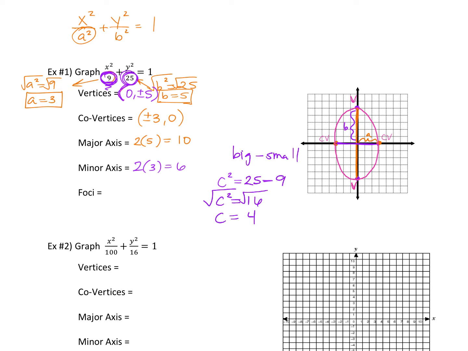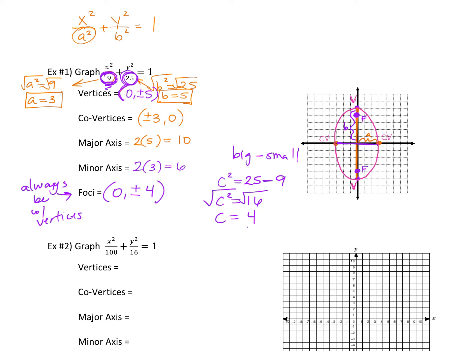Okay, now let's think about what that means. Are my foci going to be on the y-axis or on the x-axis? The y-axis. The foci always go with the vertices, okay? Maybe you want to make a little note of that. These will always be with your vertices. Okay, so if I need to go up 4, 1, 2, 3, 4, that's one of my foci. 1, 2, 3, 4, that's my other one. That means my foci are 0 plus or minus that C value.